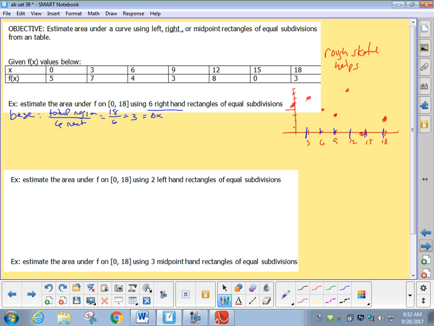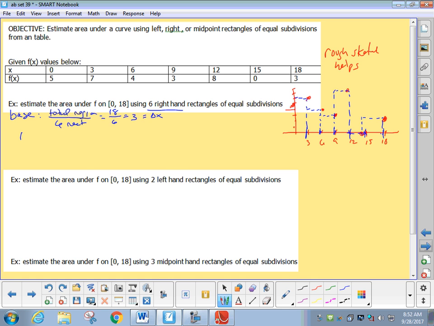Now the heights. If I'm using right hand, then my first region is 0 to 3. I would draw the height at 3. My next region is from 3 to 6. I would draw the height at 6. Then 9. Then 12. Then 15. And then 18. Okay?